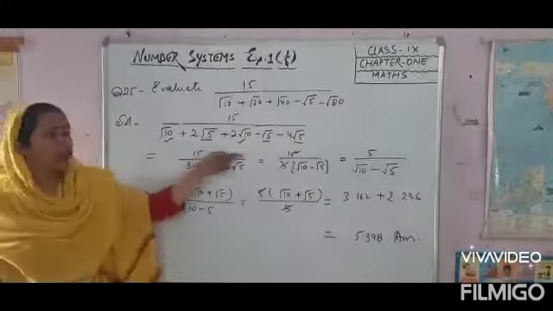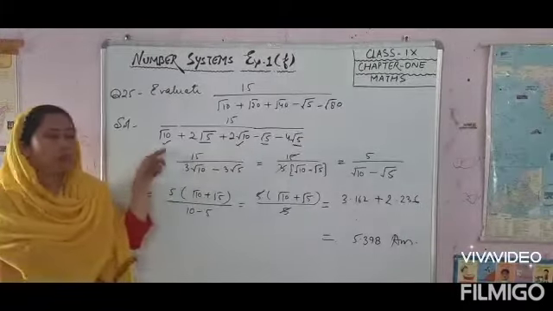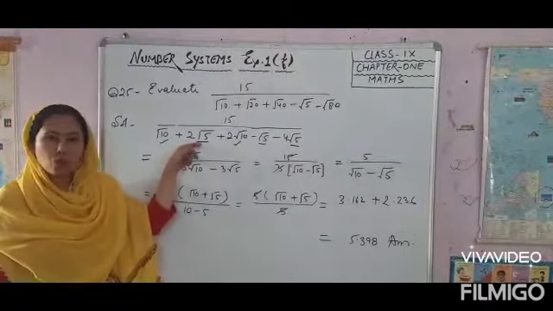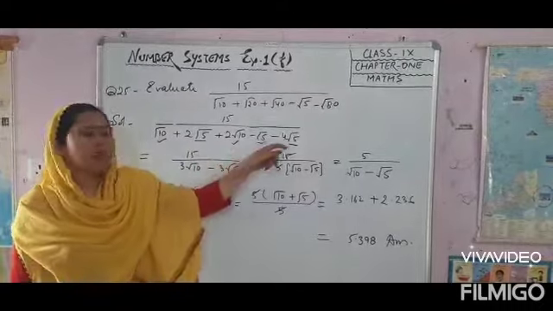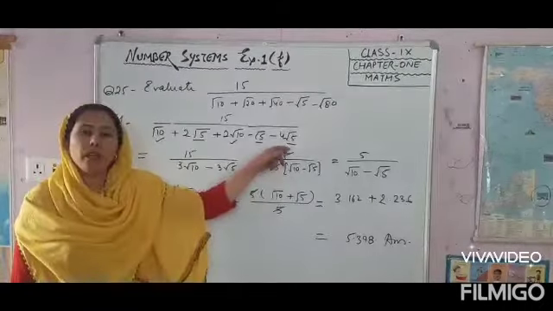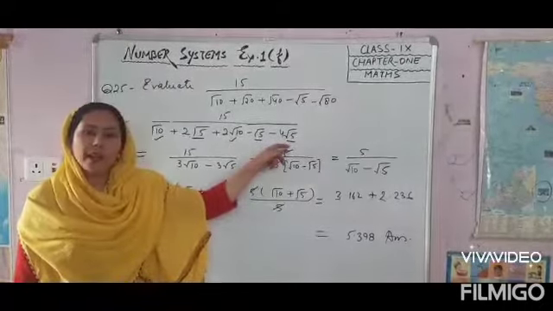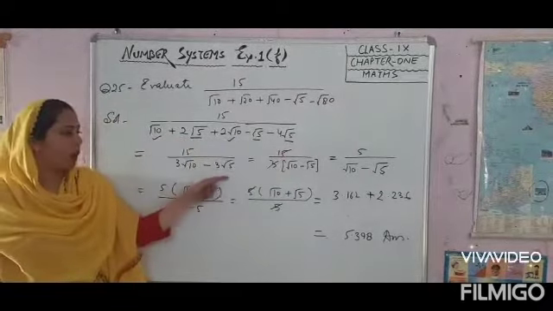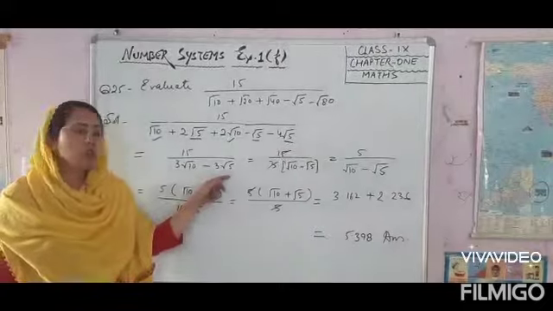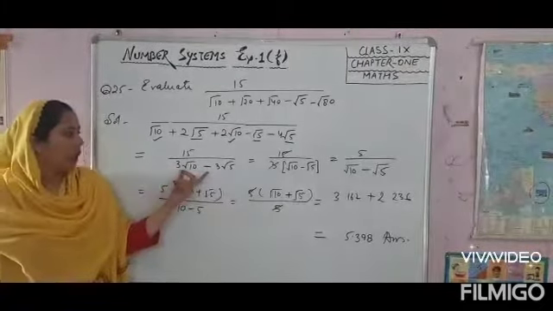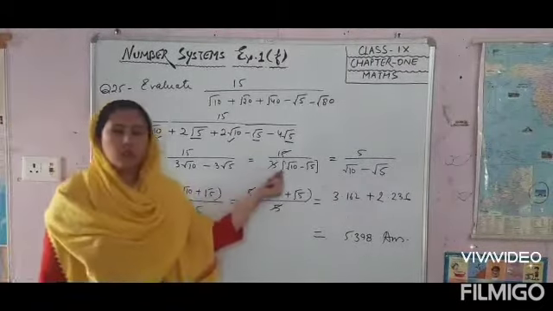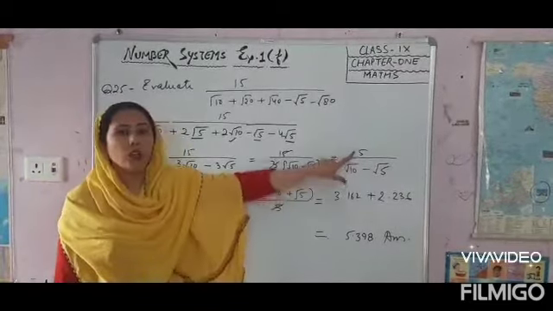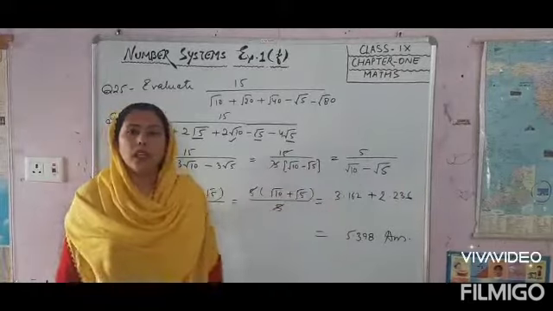Now root 10 and root 10, 2 root 10 plus root 10 will be 3 root 10 minus plus 2 root 5 minus root 5 and minus 4 root 5. Minus minus will be added, so you will get minus 5 root 5 and plus 2 root 5. So your answer will be minus 3 root 5. Now 3 is common. Simplify it. You will get 5 upon root 5 minus 10.